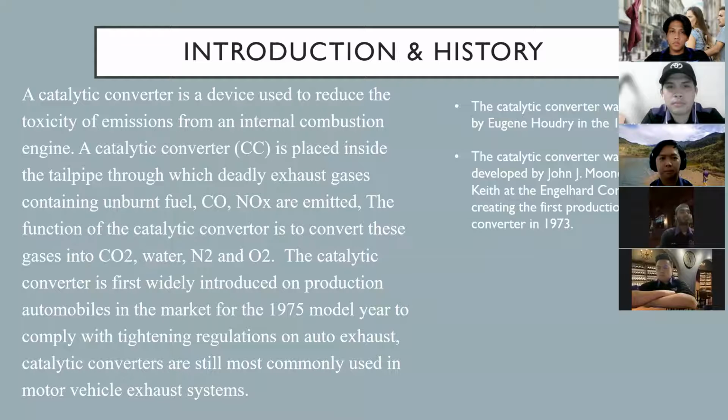For the introduction and history, a catalytic converter is a device used to reduce the toxicity of emissions from an internal combustion engine. A catalytic converter is placed inside the tailpipe, through which deadly exhaust containing unburned fuel, like carbon monoxide and nitrogen oxide, is emitted. The function of the catalytic converter is to convert these gases into carbon dioxide, water, nitrogen, and oxygen.